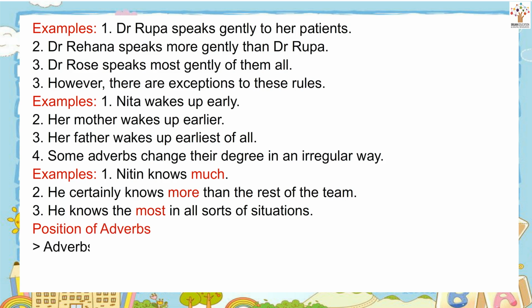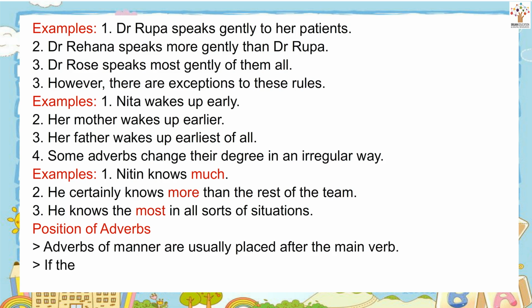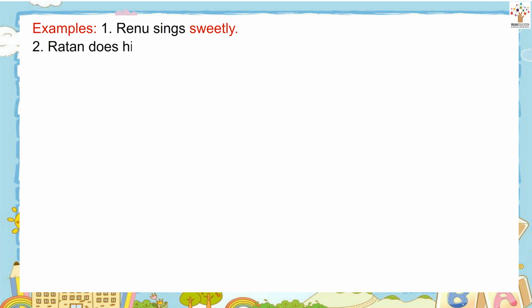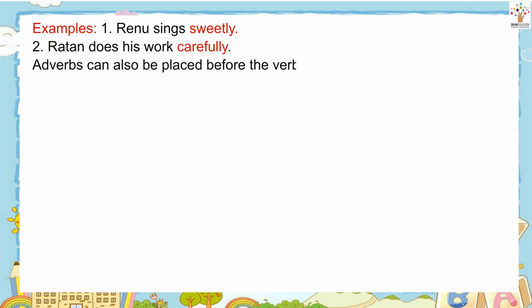Position of adverbs. Adverbs of manner are usually placed after the main verb. If the verb has an object, the adverb is placed after the object. Examples: Renu sings sweetly. Ratan does his work carefully. Adverbs can also be placed before the verb. Example: Raju hastily cleaned his room.